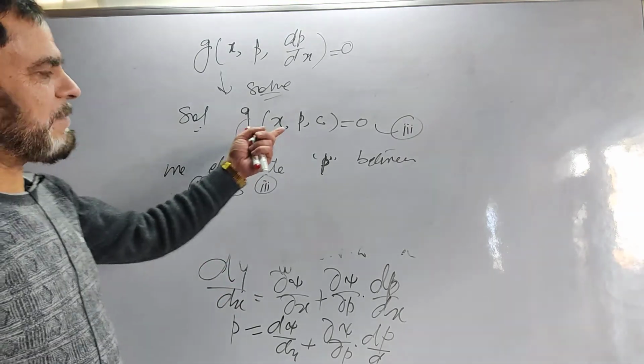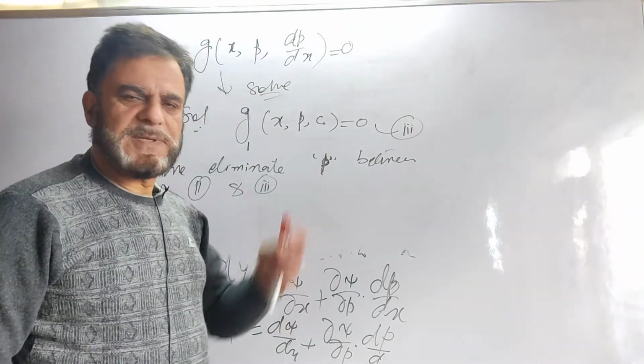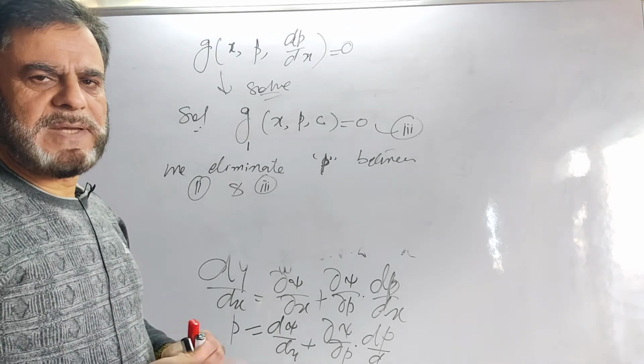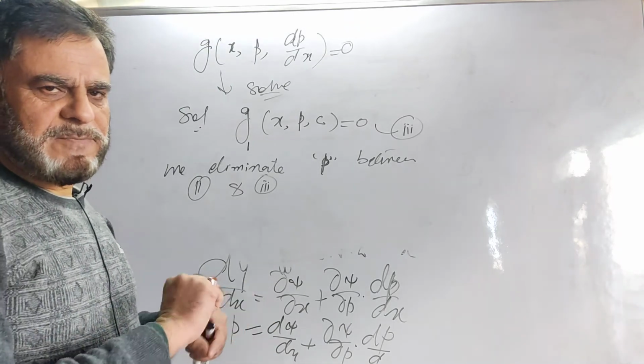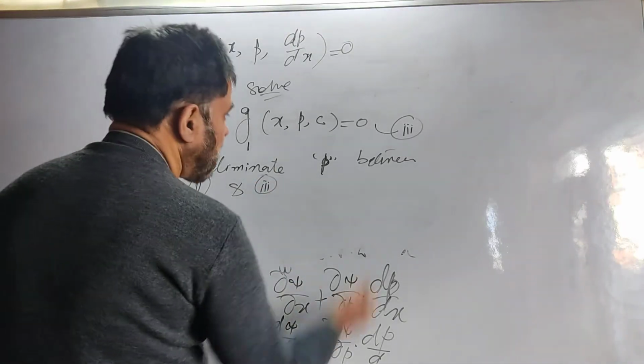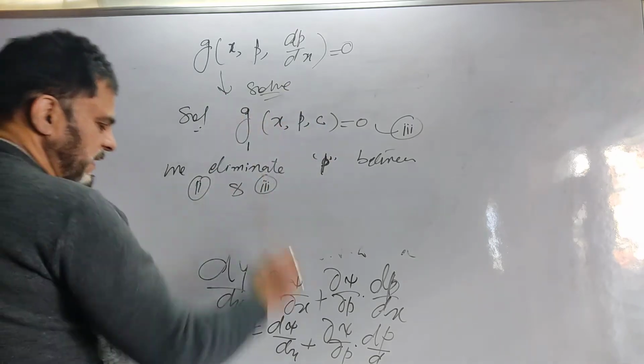That is, from this you can find out p and use this p in the second equation. First was the full differential equation involving x, y and p. Second, we write y is equal to some function of x and p. We get p from here, use it in the second, and eliminate p.